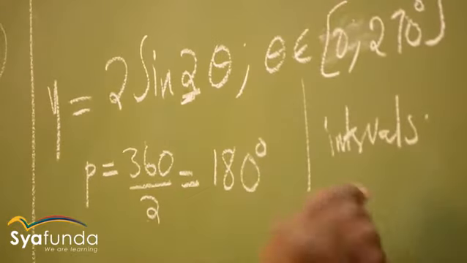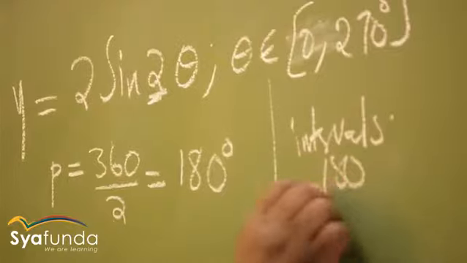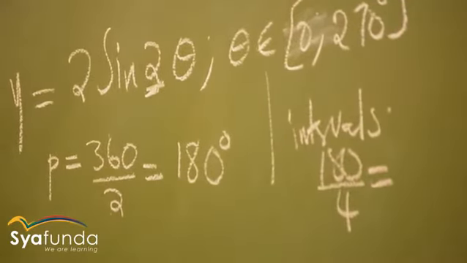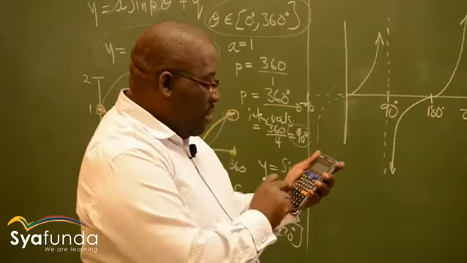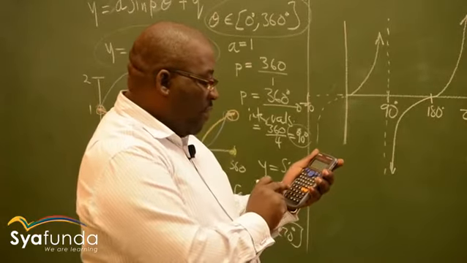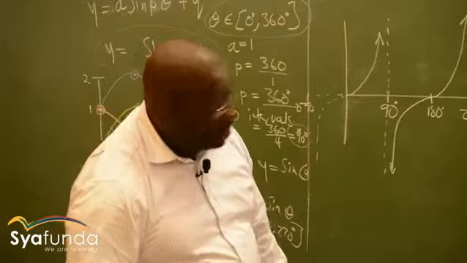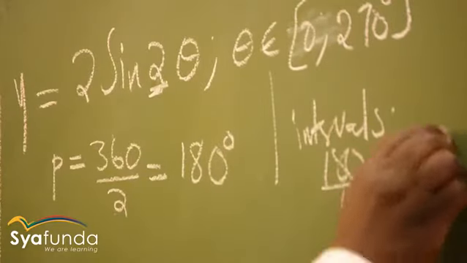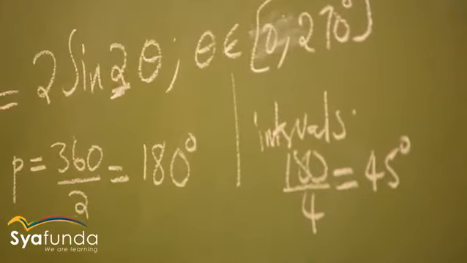I've got to take my 180 and divide it by 4. If you take 180 and divide it by 4, what is the answer there? 180 divided by 4, it should be very easy. Yes, the step up is 45. The other one was 90, but this is 45 degrees. So 180 divided by 4 is 45.